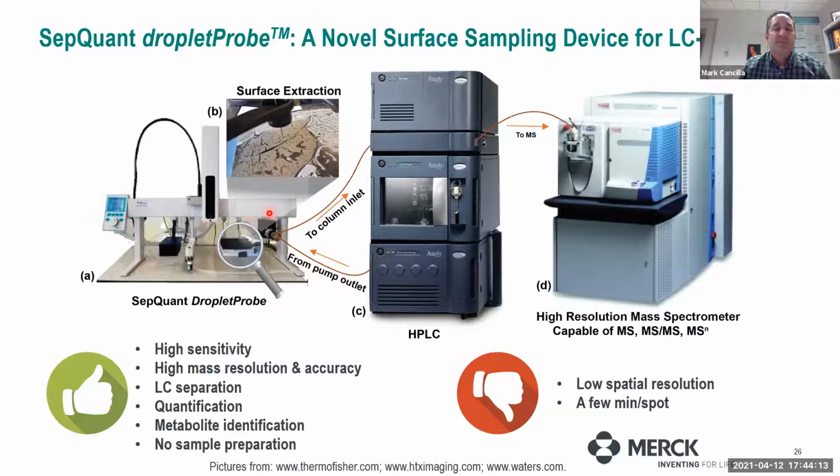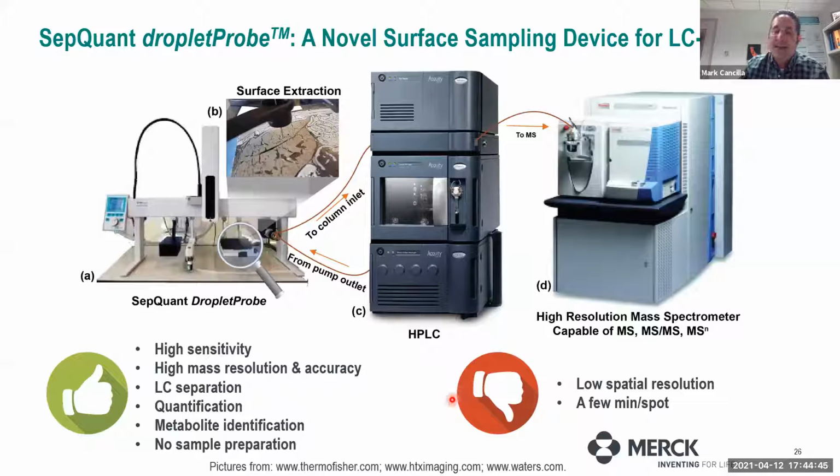So some of the positives or the pros, it's quite sensitive, which I'll go over. It could be a high resolution mass accuracy, again, based on what instrument you have. You are adding LC separation. I'll show that it's quantitative. We've done some curves with this. Not only are you looking for the parent drug, but it's easy to identify metabolites. And there's actually no sample preparation other than the tissue sectioning.